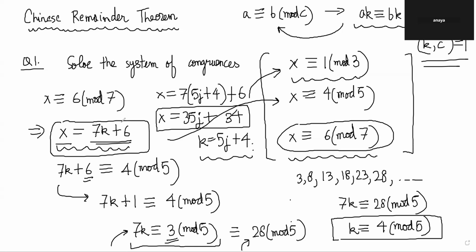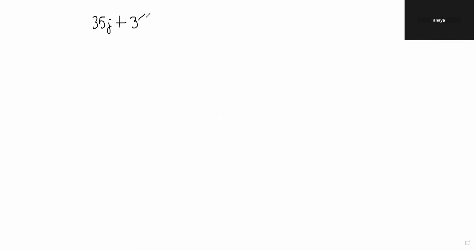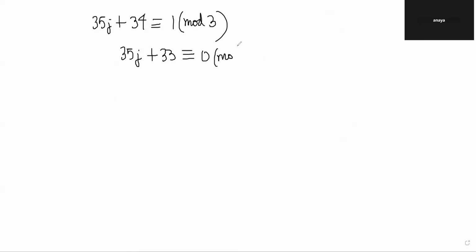x is congruent to 1 mod 3, okay? So we'll say 35j plus 34 is congruent to 1 mod 3. So we are getting 35j plus 33 is congruent to 0 mod 3. And 33 is anyway 0 mod 3. So you can say 35j is congruent to 0 mod 3.